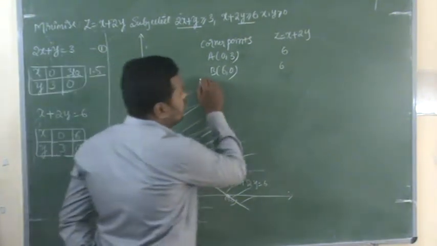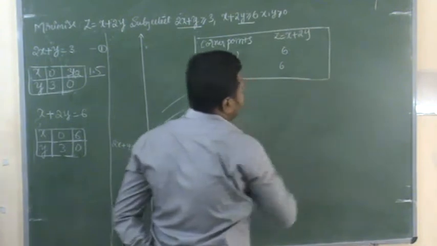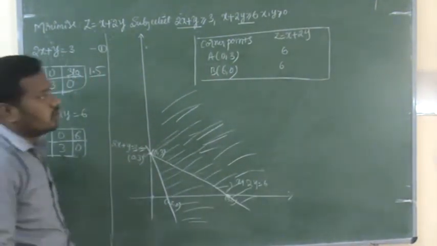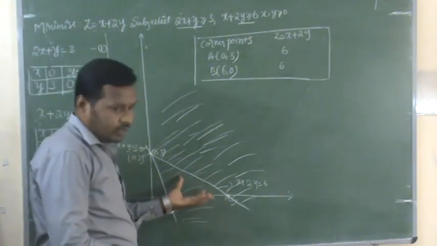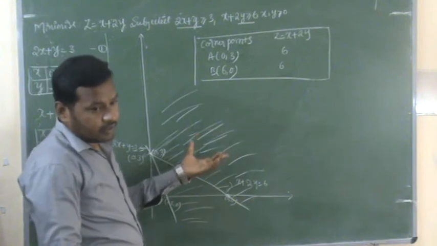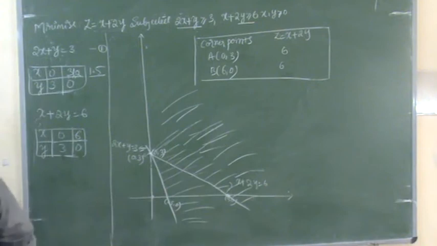Now here, the minimum number, there is no minimum number. Here two numbers are the same. We cannot find the minimum number. So finally, write the conclusion.